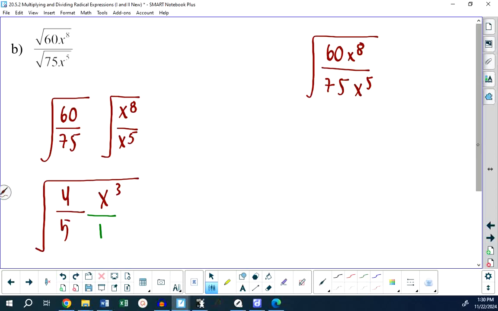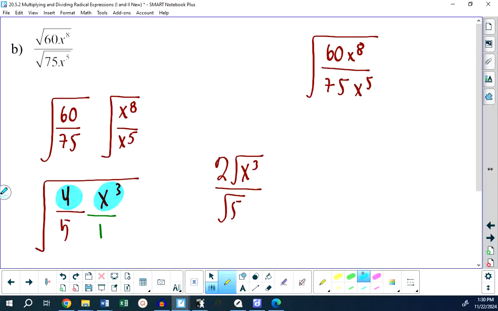Well, the square root of 4 is 2. So I get 2 square root x cubed over square root 5. So I just better make sure I explain this. I have 3 factors, so to speak, that are under the square root. The square root of 4 is 2, so I've done that and I've written it outside of the square root, and then I'm left with x cubed over 5.